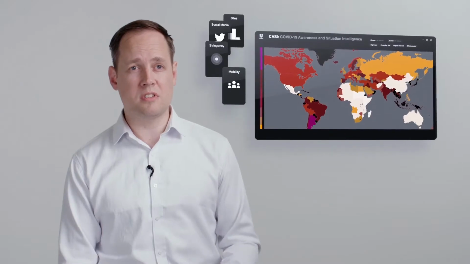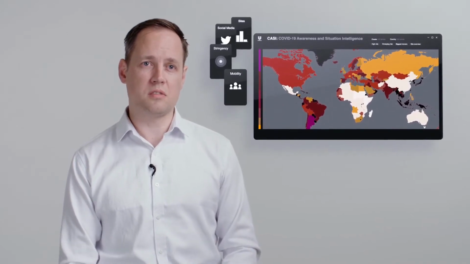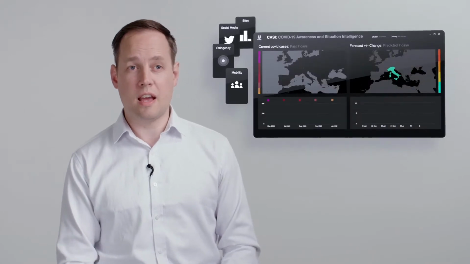Using CASI, Unilever is now able to monitor the current situation anywhere in the world at a glance, see the relevant local trends, and take action.